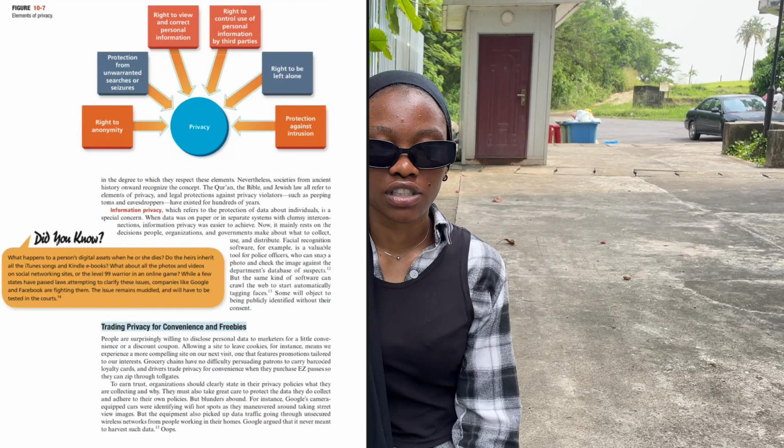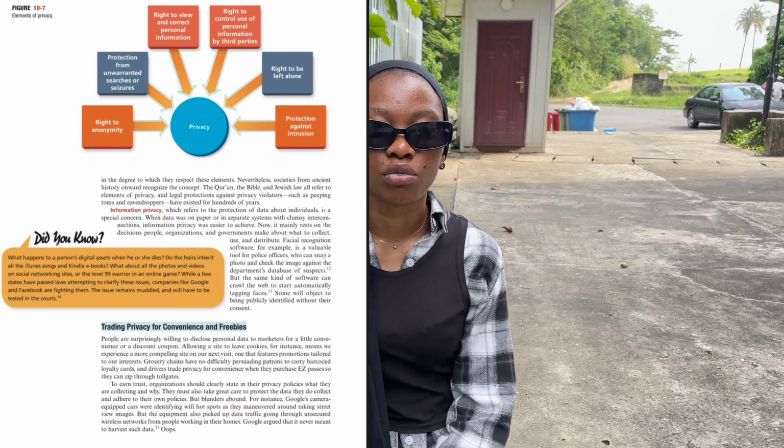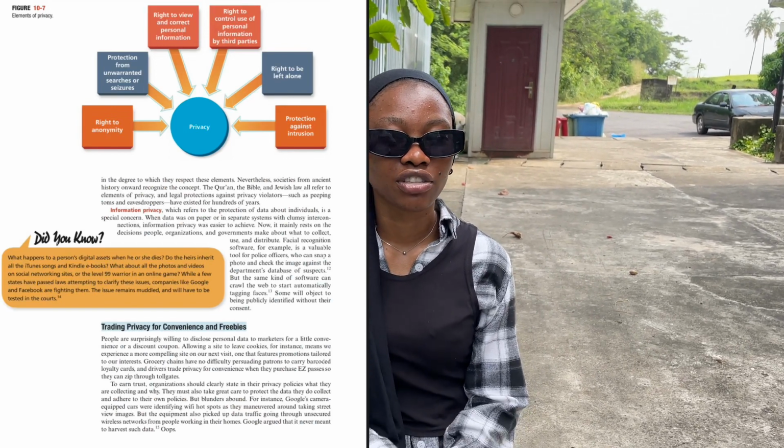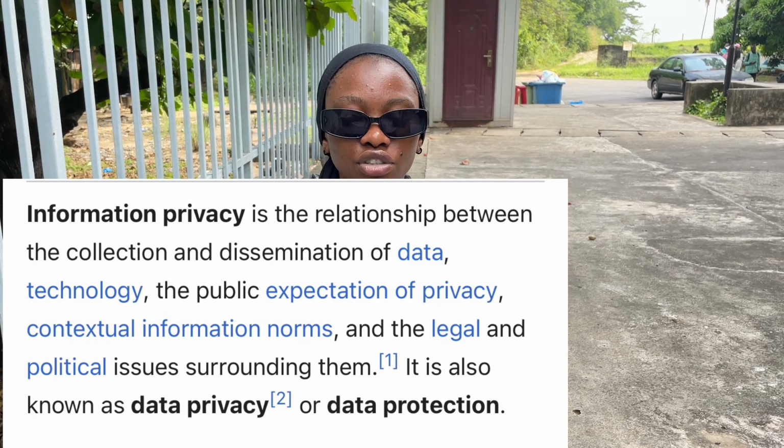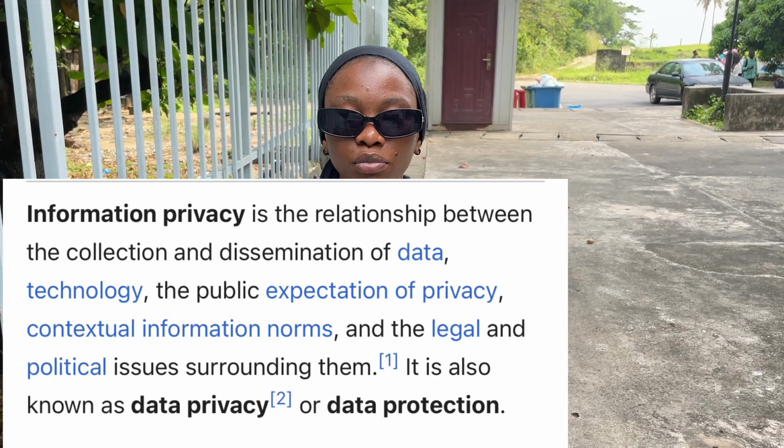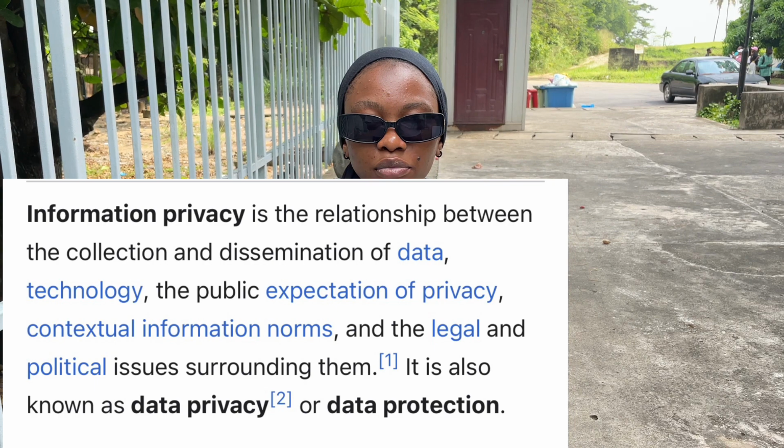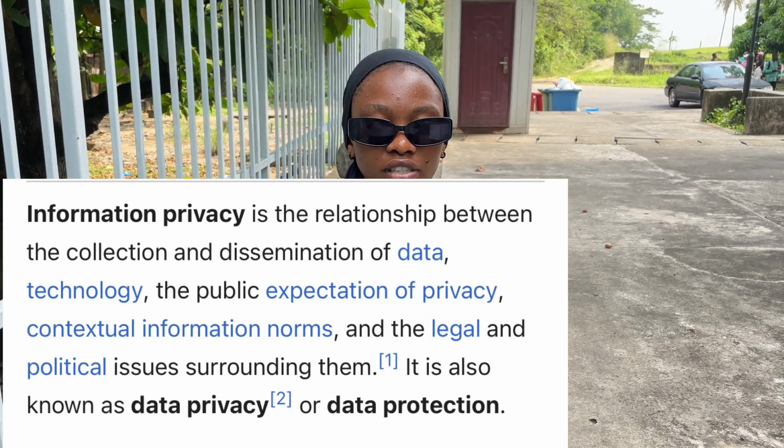But what is privacy? The United Nations identified privacy as a fundamental human right in 1999, but its definition still remains unclear. Now, I'm going to be moving forward to information privacy. Information privacy is a relationship between collections and dissemination of data, technology, the public expectation of privacy, and the legal and political issues surrounding them. It is also known as data privacy or data protection.